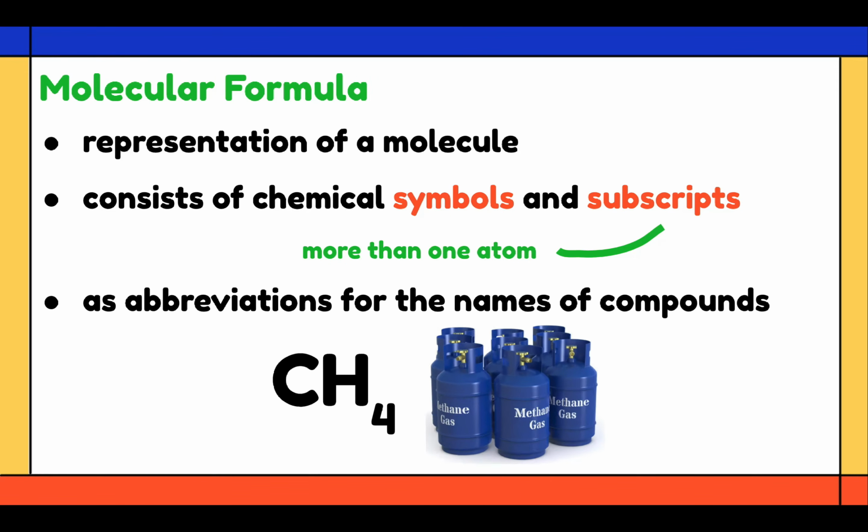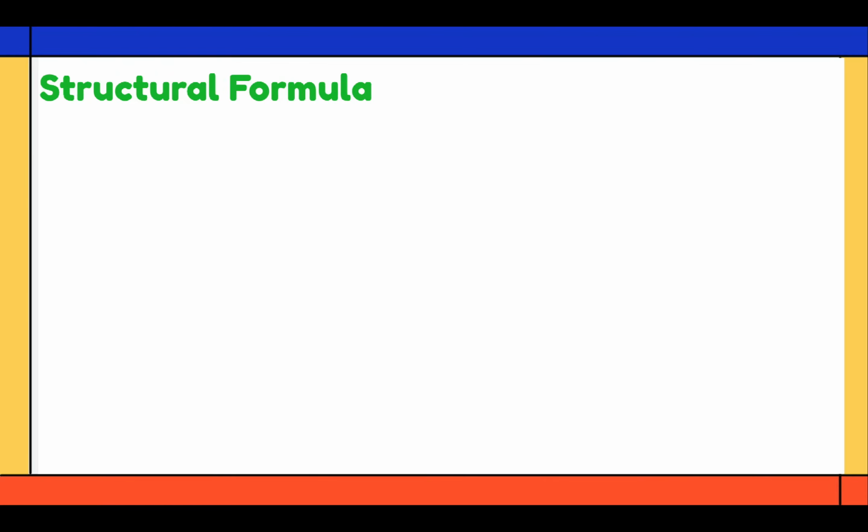For example, methane, CH4. This is used in LPG. We only have one carbon, so we don't put a subscript 1 next to C. And we have four hydrogen atoms, so we indicate 4. Okay? Next, we have structural formula.